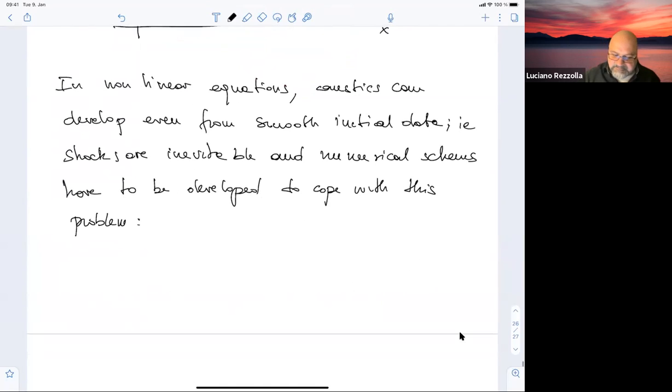And the numerical schemes that are used to cope with this problem are called HRSC.